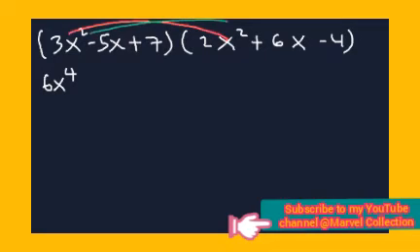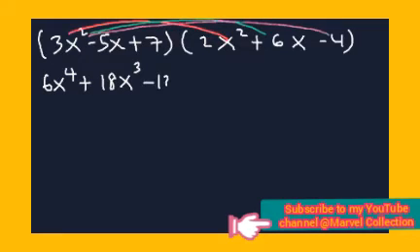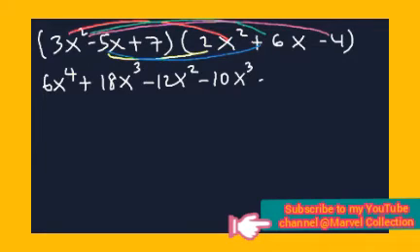And then 3x squared times 6x, that's going to be 18x cubed. 3 times 6 is 18. X squared times x is x cubed. And then 3x squared times negative 4 is simply negative 12x squared. Next, we have negative 5x times 2x squared. That's negative 10x cubed.